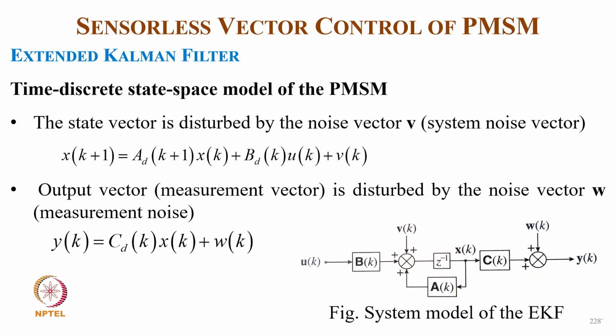Coming to the time discrete state space model of the filter, the state vector is disturbed by the system noise vector V, so X at k plus 1 equals AD XK plus BD UK plus VK. The output measurement vector is disturbed by the noise vector W, so YK equals CD XK plus WK.